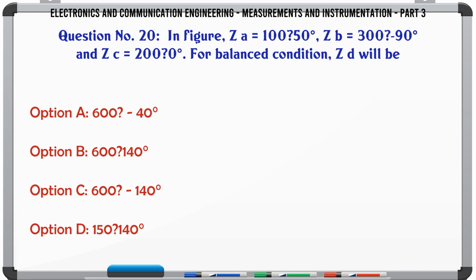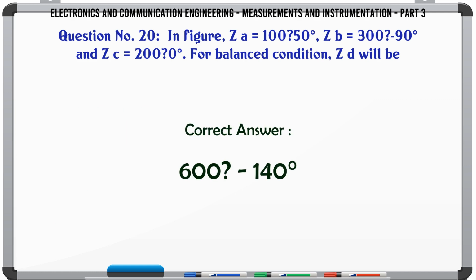In the figure, ZA is 150, ZB is 390 and ZC is 200. For balanced condition, ZD will be: A, 640; B, 600∠14°; C, 600∠14°; D, 150∠14°. The correct answer is 600∠14°.